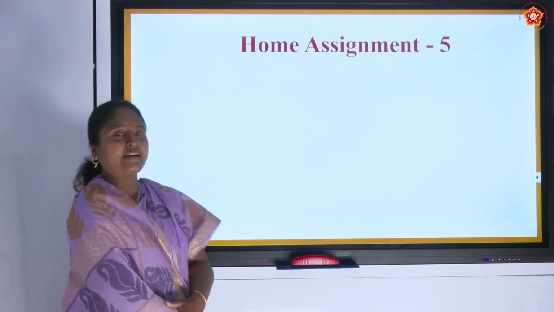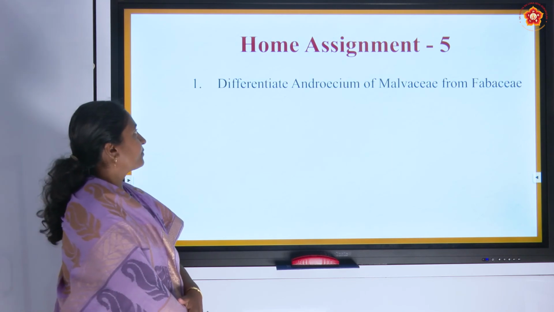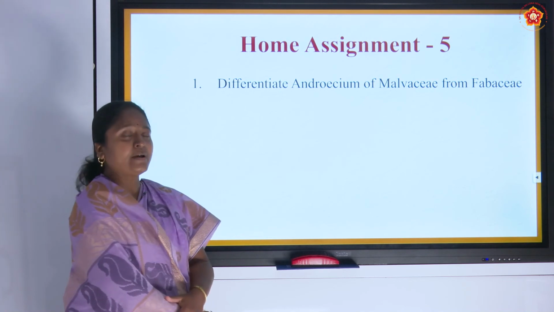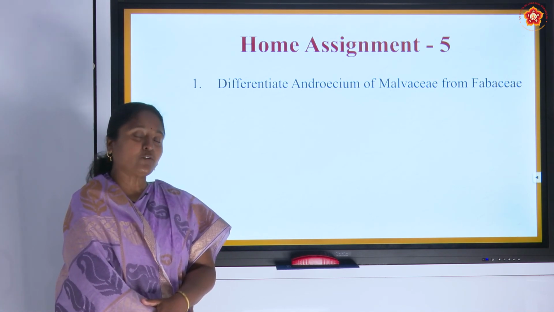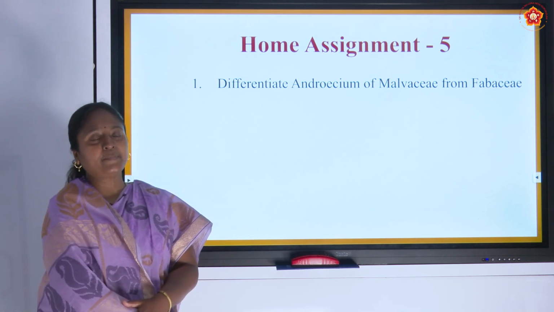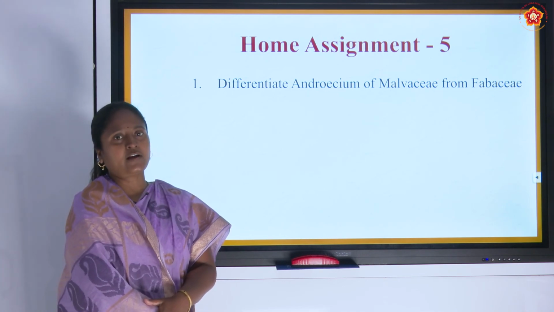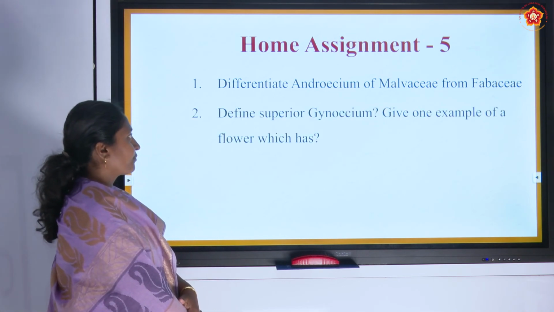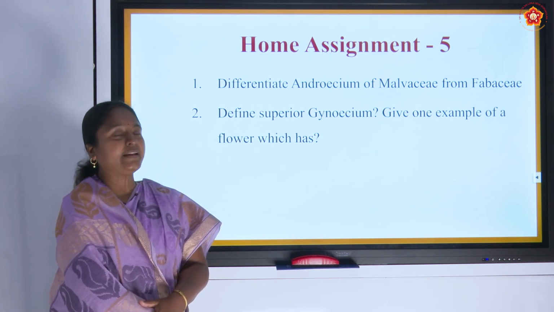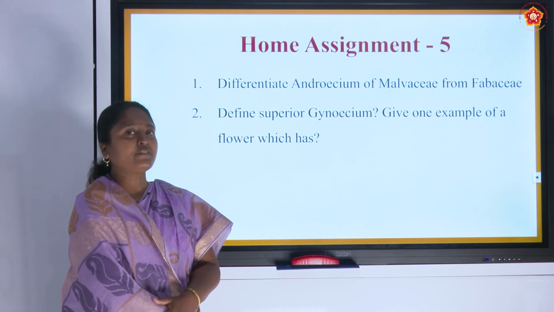Then we are coming to the end of this presentation. Now we will see the home assignment questions. Differentiate androecium of Malvaceae from Fabaceae. Here we have studied only 2 families, so the difference between those is asked. It can be asked from any of the different families that you are going to study or that you already know. Then, what is superior gynoecium? What is the meaning of it? And give one example of a flower which has this kind of gynoecium.